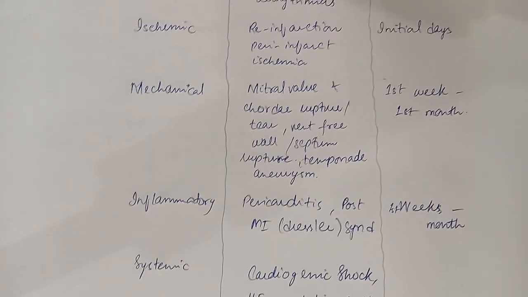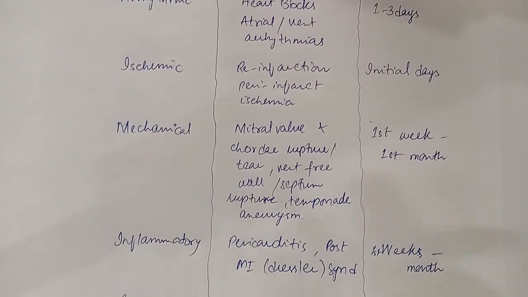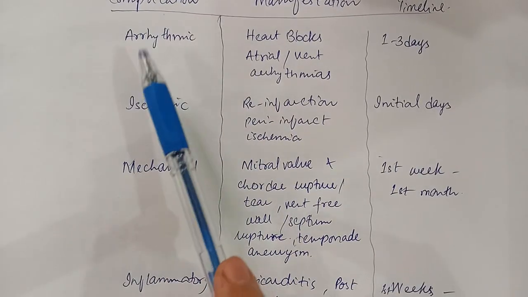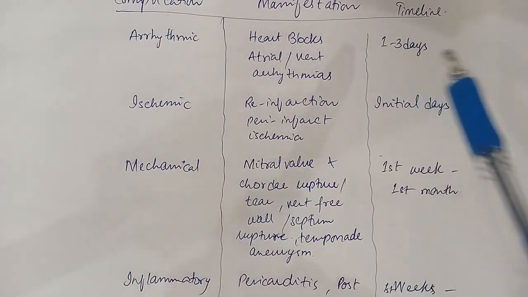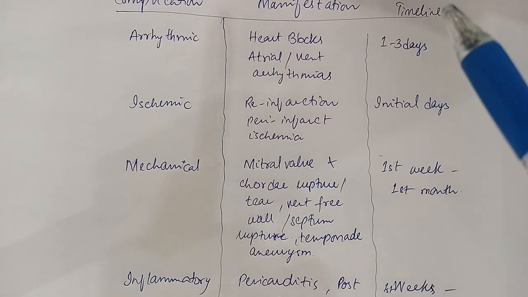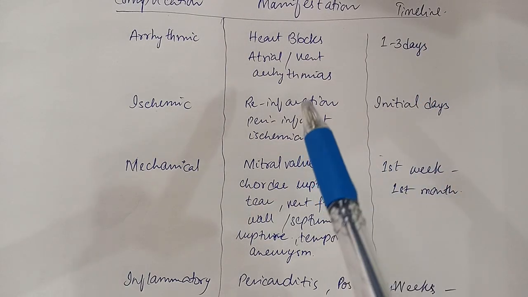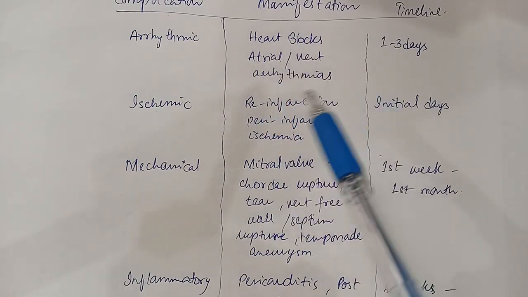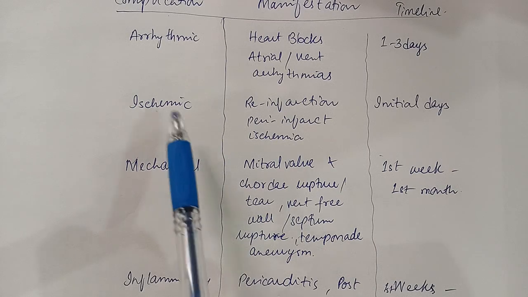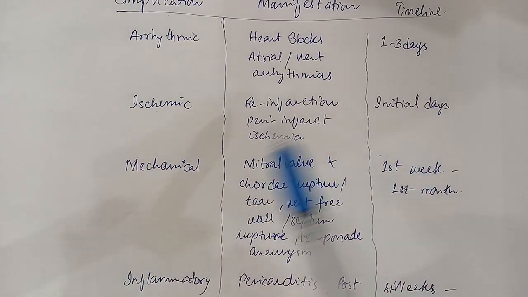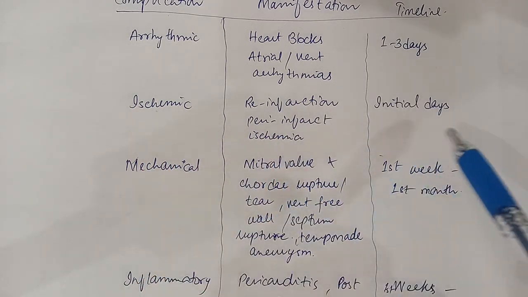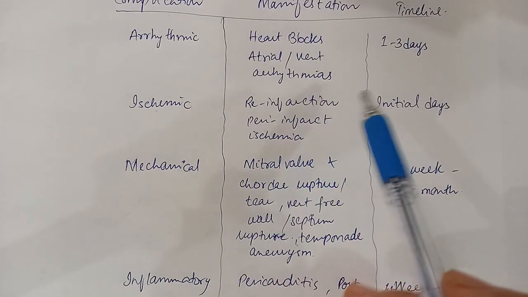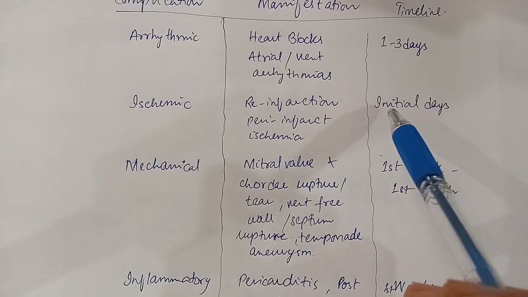They have categorized every complication under these headings. The arrhythmic complications are the most common in the initial days, within 1 to 3 days, and they can be heart blocks, atrial or ventricular arrhythmias. Then we have ischemic complications, which include reinfarction, peri-infarct ischemia. The patient can again get the MI, that is reinfarction. It is also in the initial days.